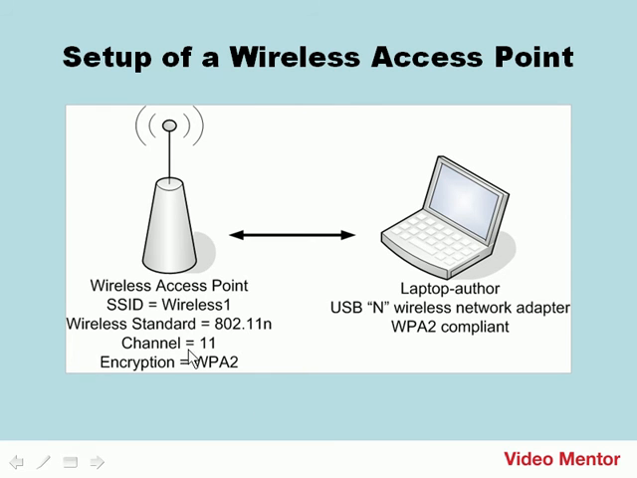The channel I'll be picking is 11, and the encryption type I want to use is WPA2. Again, at the time of this recording, WPA2 is the best encryption that we can offer and utilize. So what we're going to do now is connect to the router by browsing into it with the web browser, and we'll make those configurations.